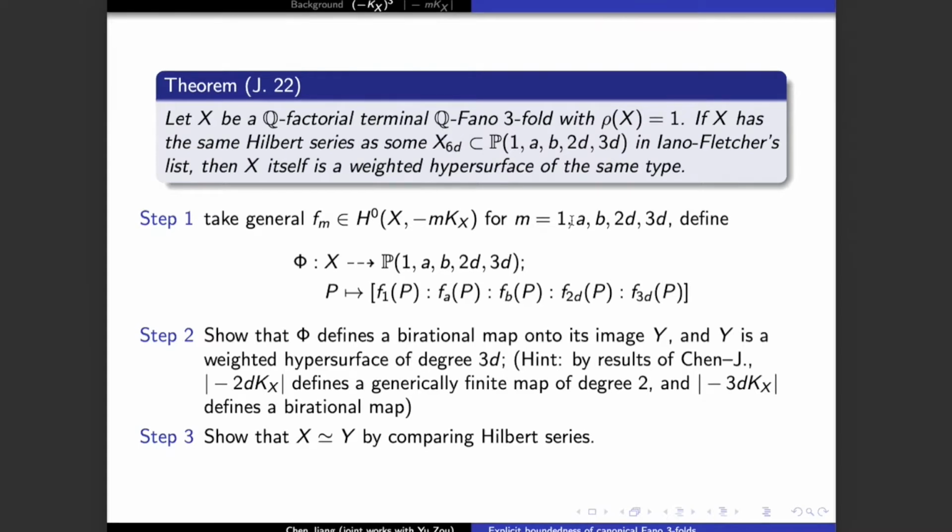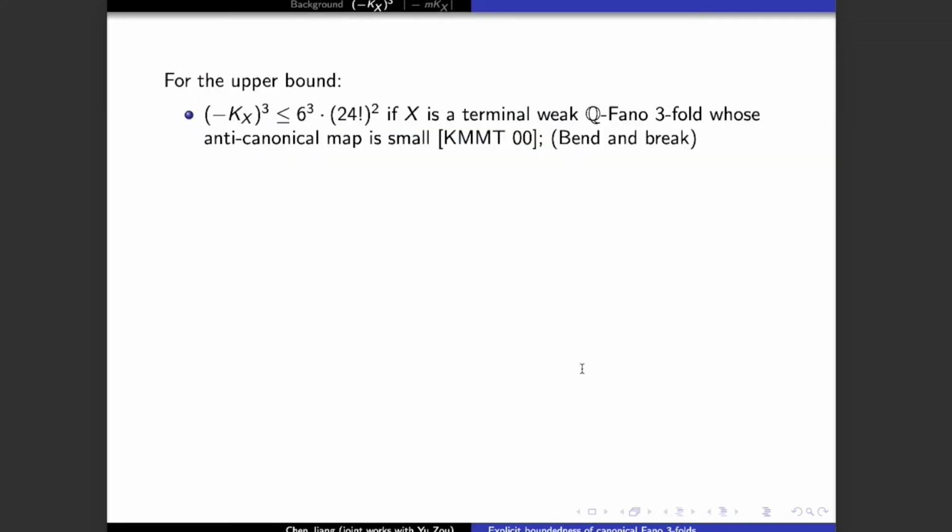Okay, so then let's move on. This is about the lower bound and the varieties attaining the lower bound. But how about the upper bound? For the upper bound, the situation gets more complicated because we don't have a very good upper bound until now. So here I gather some partial results.